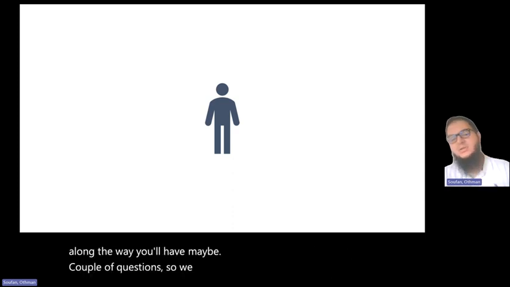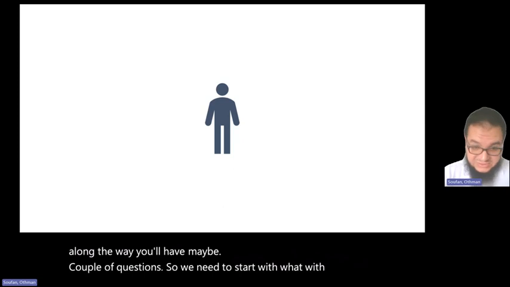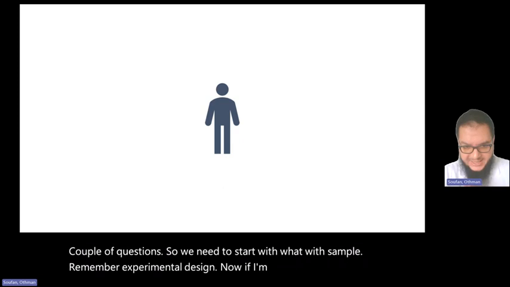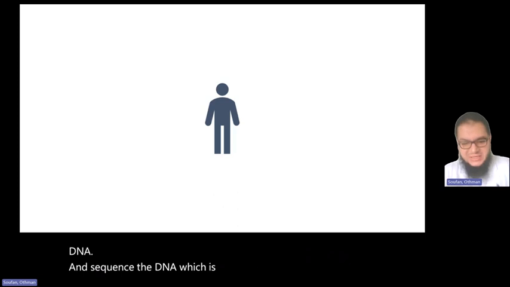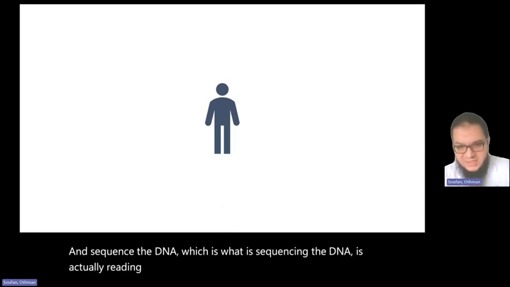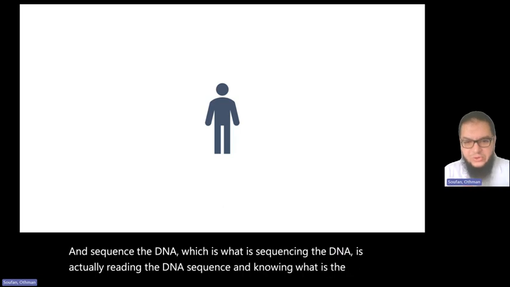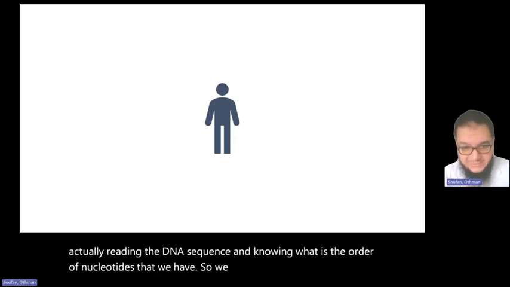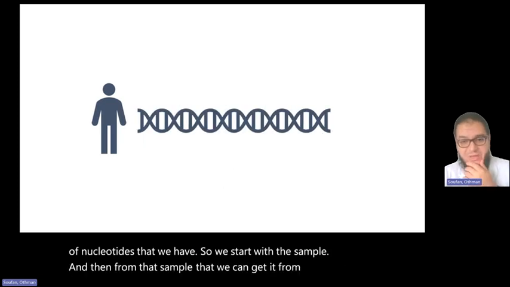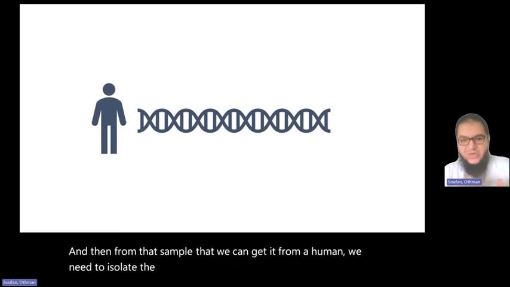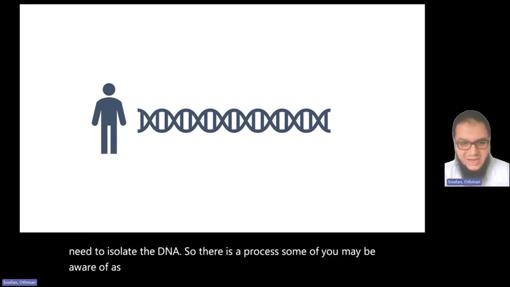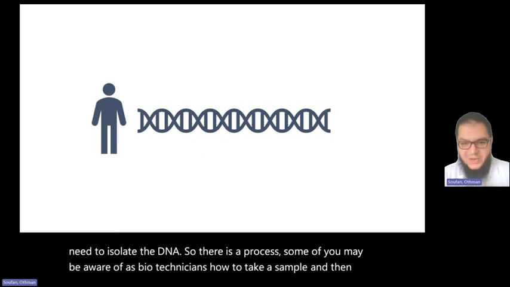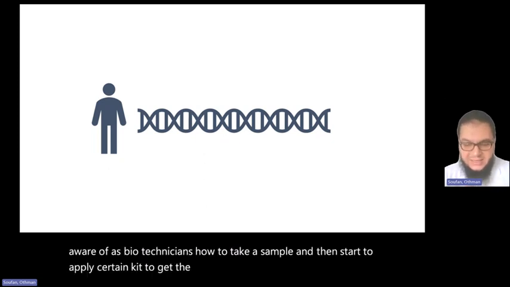So we need to start with what? With a sample. Remember experimental design. If I'm interested in reading the DNA and sequencing the DNA, which means reading the DNA sequence and knowing the order of nucleotides, we start with the sample, which we can get from a human, and from that sample we need to isolate the DNA. There is a process, some of you may be aware of as biotechnicians, of how to take a sample and apply a certain kit to get the DNA out.